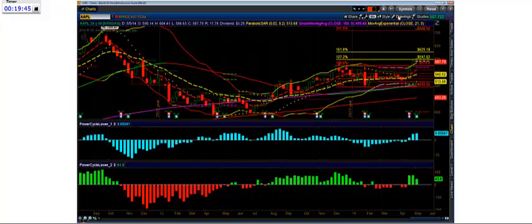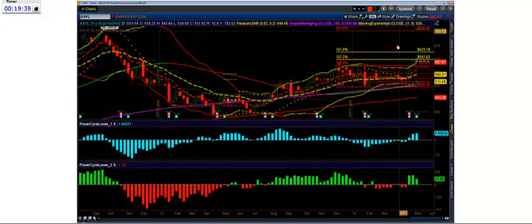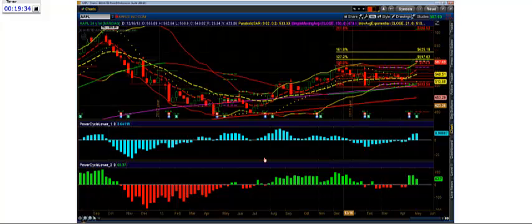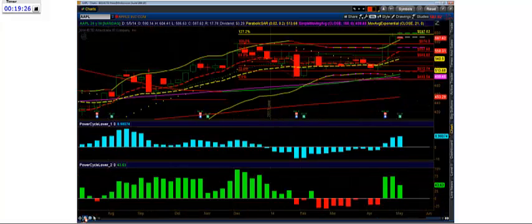Now, Apple, everybody knows it just went through the roof. So the question is, where is it going to go? Using Fibonacci price extensions, it held it. Let me just show you that real quick. We were in the trading room, and somebody was asking where Apple was going to go.